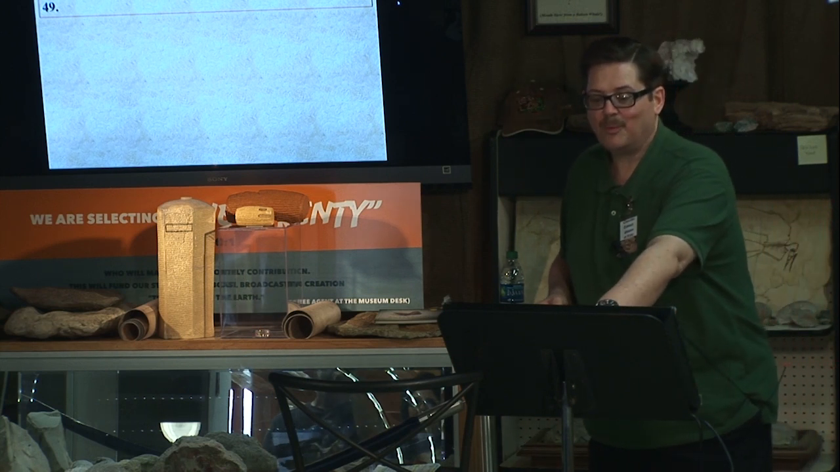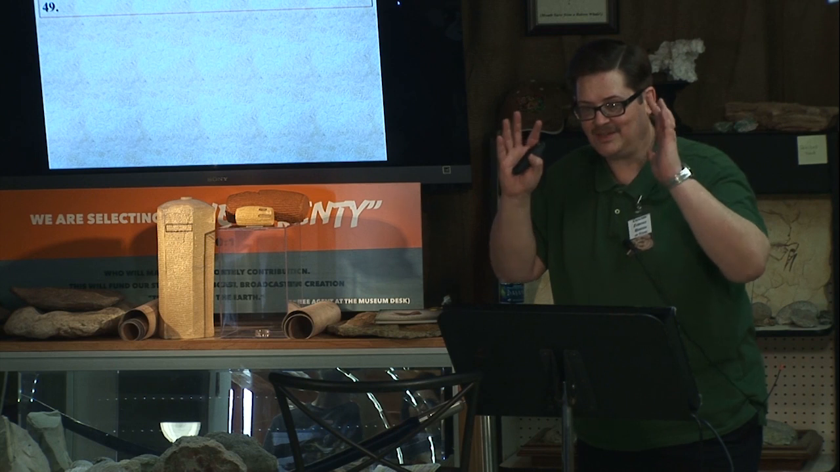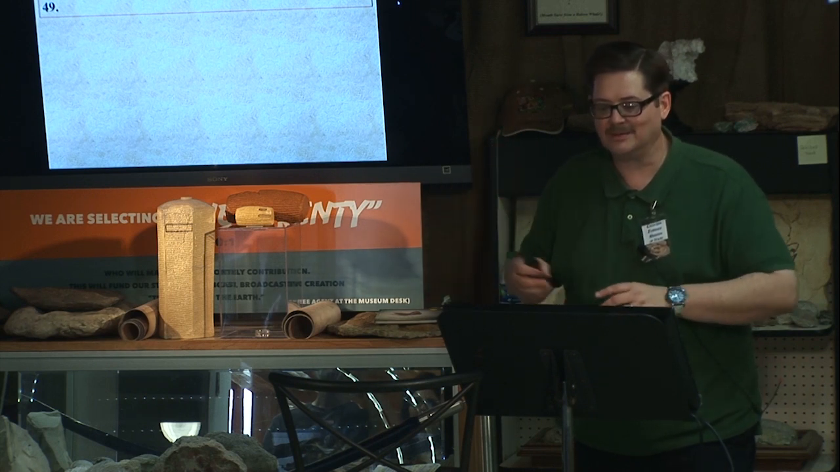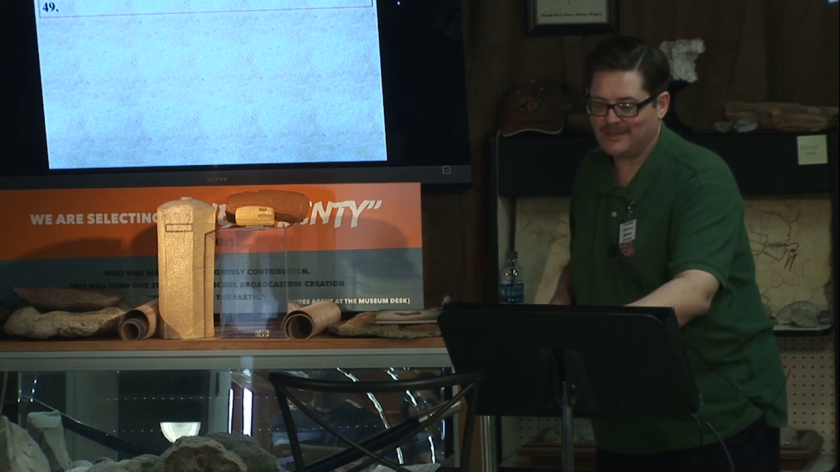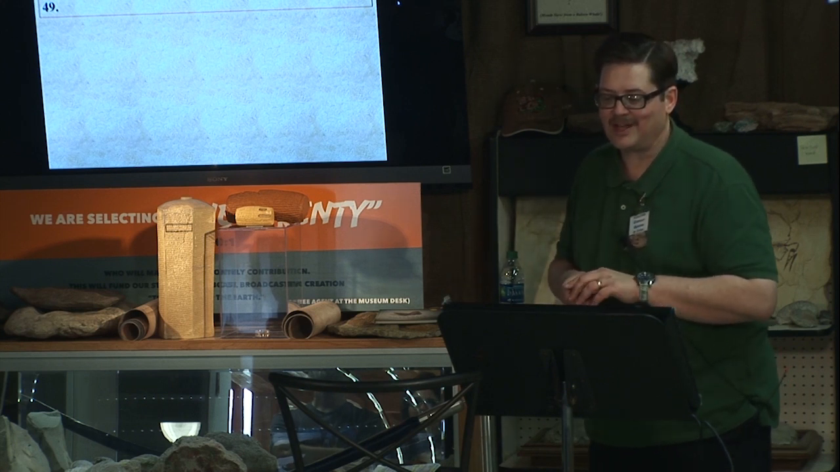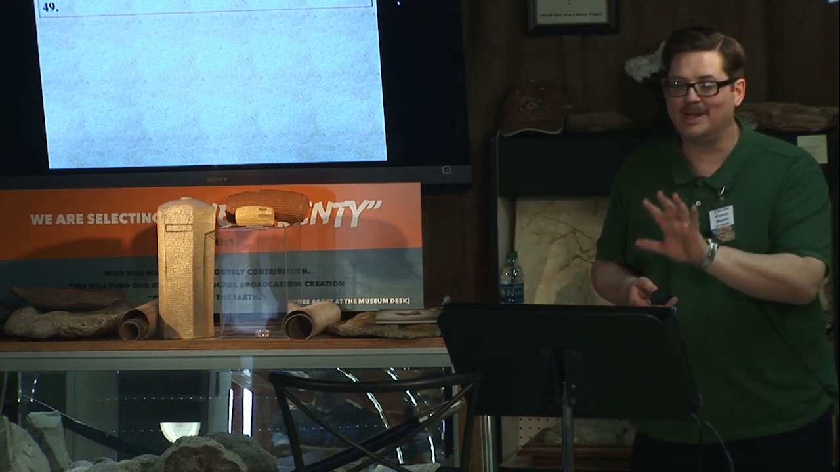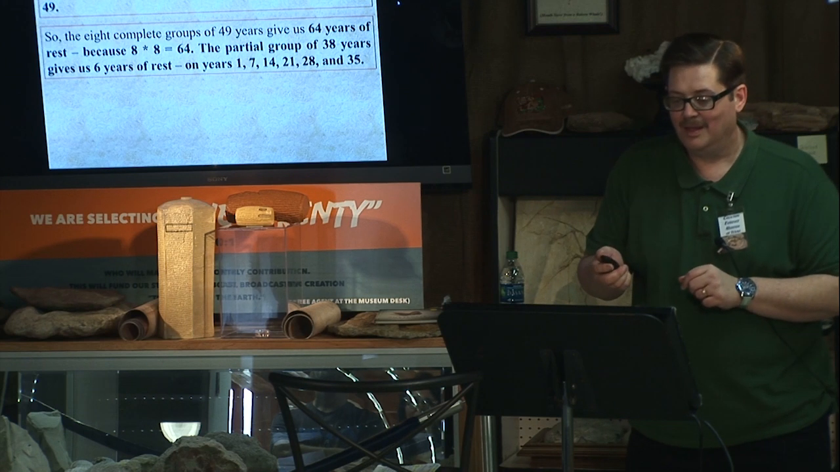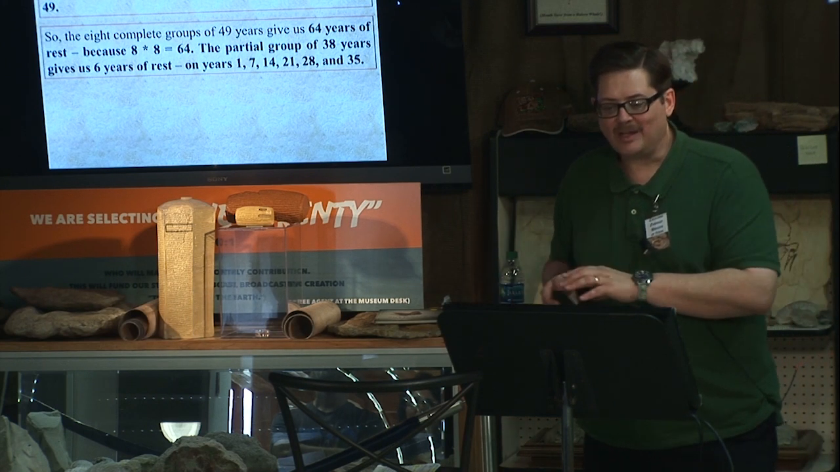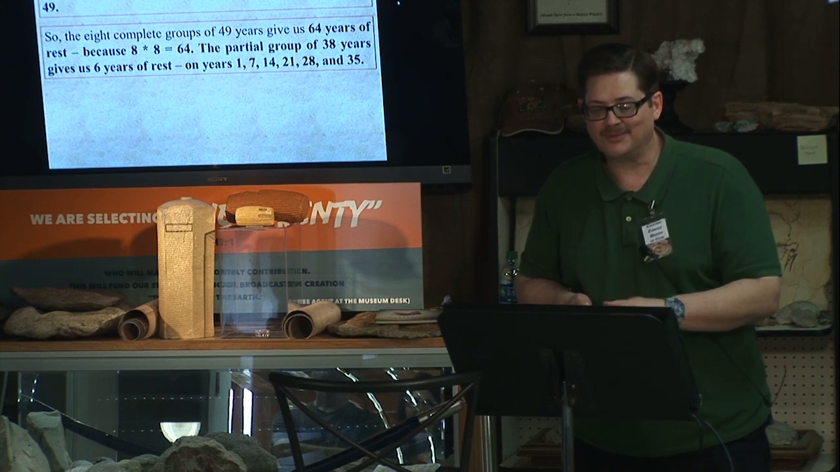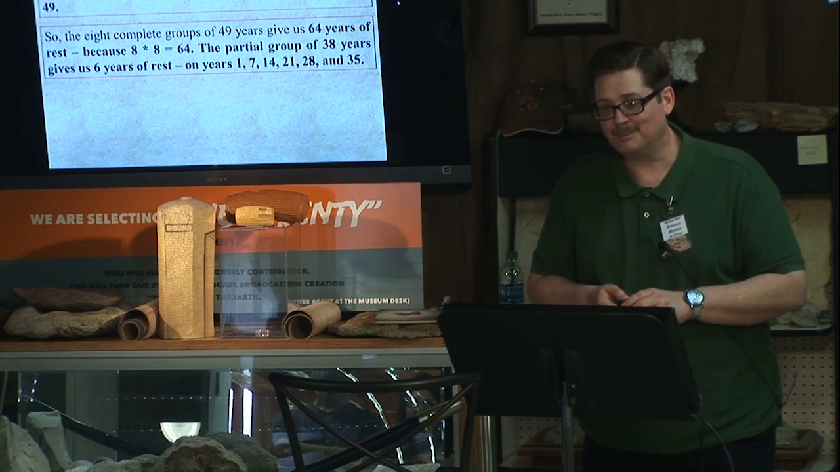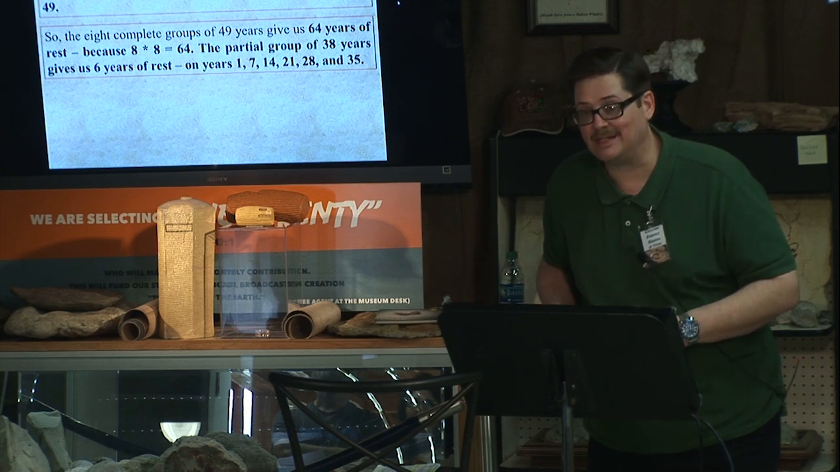So year number 1, which is the 50th year, or the beginning of the cycle, and then every 7 years after that. So you count 1, 7, 14, 21, 28, 35, 42, and 49. You count 8 numbers there. So 8 complete groups of 49 gives us 64 years of rest, because 8 times 8 is 64. Okay, but they were in captivity for 70 years.